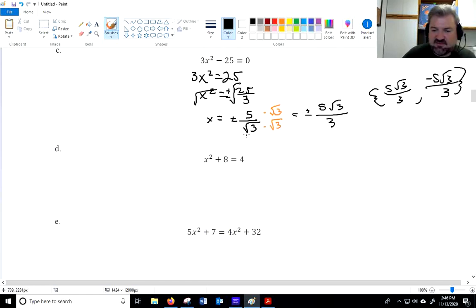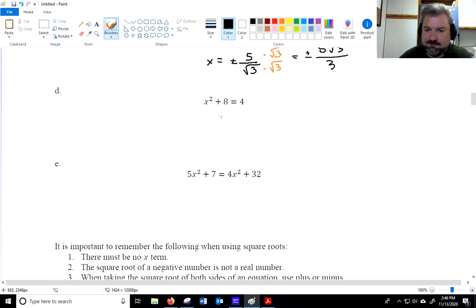All right, next we have x squared plus 8 equals 4. So we'll use square roots. I'll subtract 8 from each side and I get x squared equals negative 4. So x equals plus or minus the square root of negative 4, but we can't square root a negative. That is not a real number, so no real roots. Remember, roots means solution to a quadratic equation.